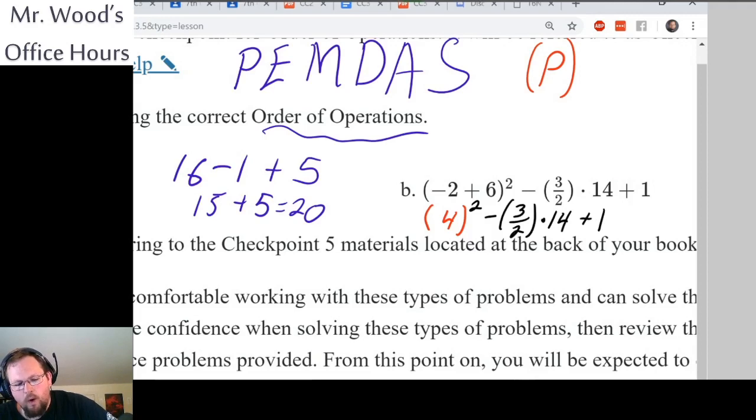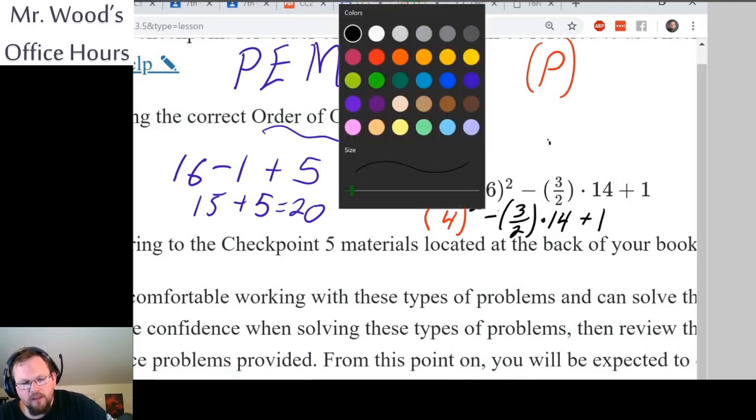And you might ask, why do I skip the parentheses right here? It's because there was not any math happening in those. I mean, technically, sure, you could take the 3/2 and write 1.5 if you really wanted to, but you don't have to. And I'll show you why, because now the next step is, okay, I've taken care of parentheses.